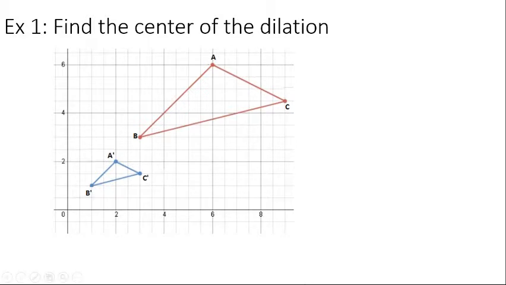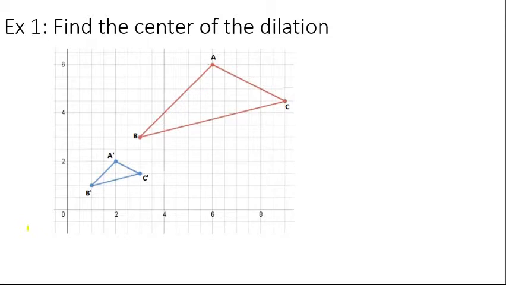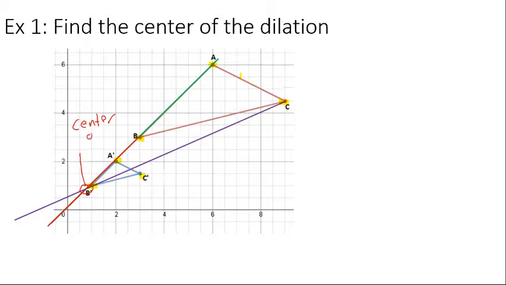Again, we're going to connect just the corresponding points together. So this point and that point. Then we're going to connect B with B prime. And then we're going to connect C and C prime together. And where all 3 points meet, that's your center. So the center is right here. So we say that's the center of dilation.